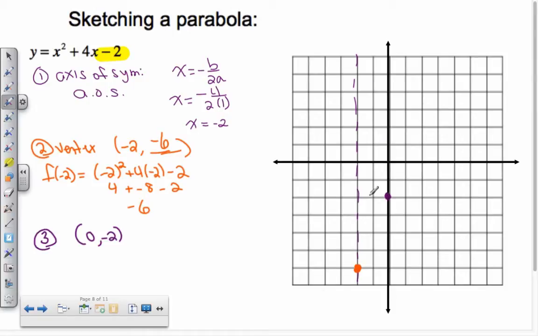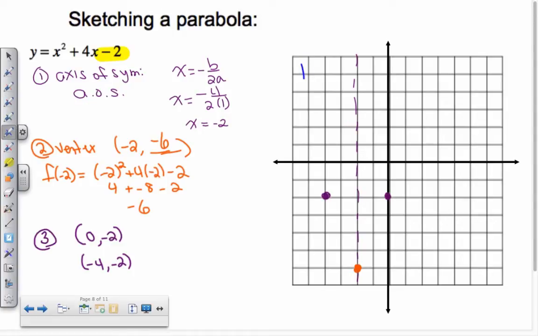And then since this is symmetric about the axis, we can find the symmetric point, which would be this point over here. So that's your other plotted point. Your other point is 1, 2, 3, 4, (-4, -2). And that allows me now to draw in that parabola.